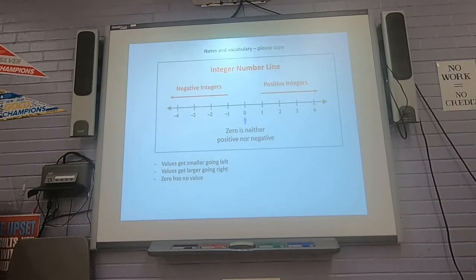Alright, this is a number line. You probably are very familiar with a number line. As numbers go to the left, they get smaller. As numbers go to the right, they get larger. 0 isn't positive or negative. It has no value whatsoever. So if you had like a -4, it's smaller than a -2 because it's further to the left.